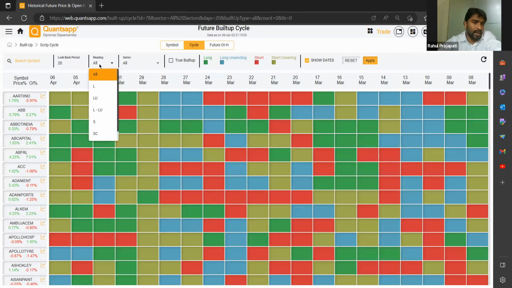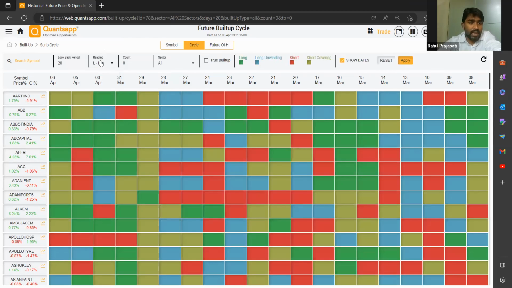So what I need to do is click on reading, and I'll go for long and long unwinding. As soon as I click on this, I have a count column here. I'll place it as 14, let's say. Why am I putting 14? What I'm doing here is I'm looking at 20 periods of data, at least one month, and I'm trying to find whether there is any stock which is following long and long unwinding.